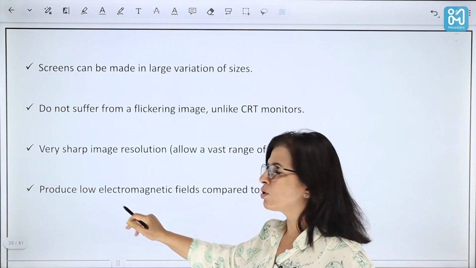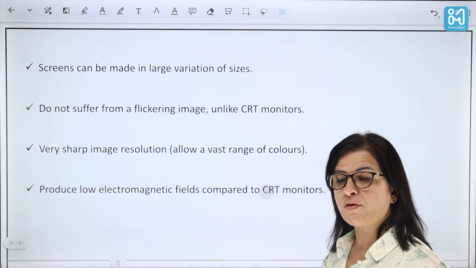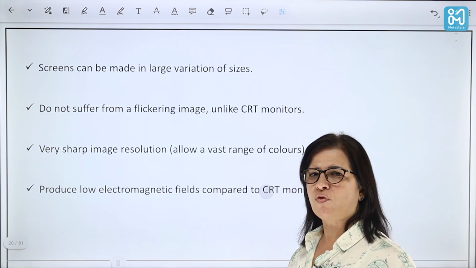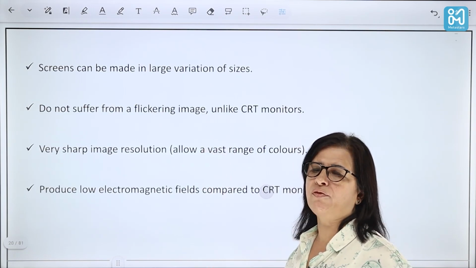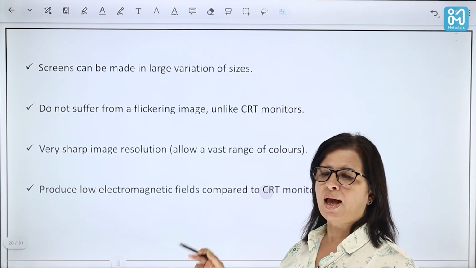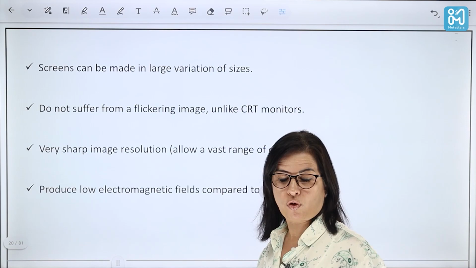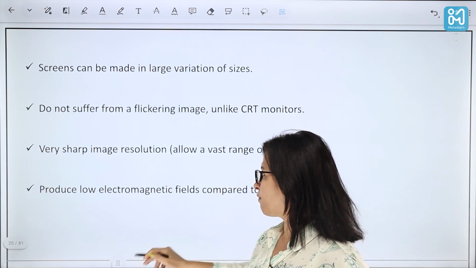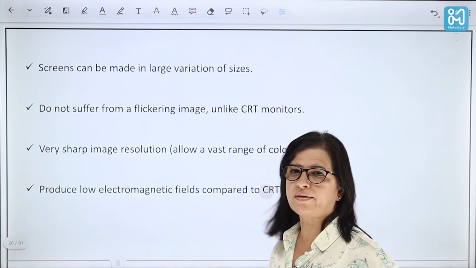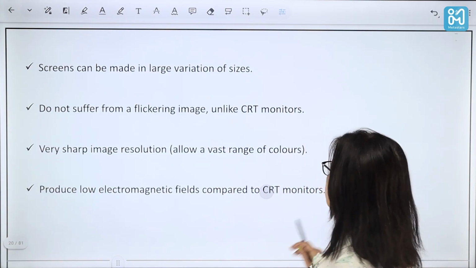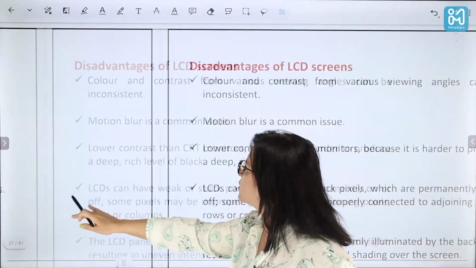As we mentioned, CRT works with a high voltage, and it works with a beam of electrons and a phosphor anode. There's a lot of energy there, so of course it will produce very high electromagnetic fields. While LCD does not do this.